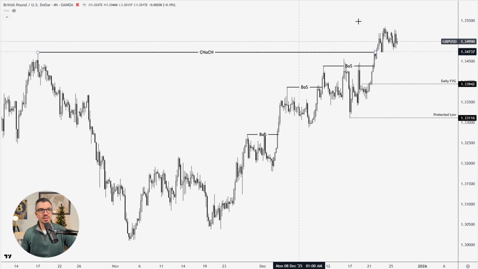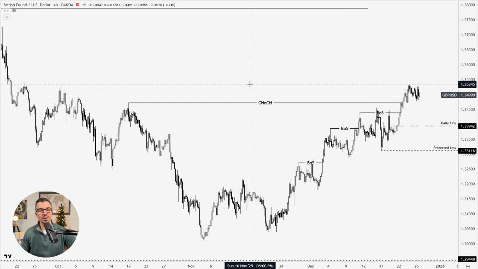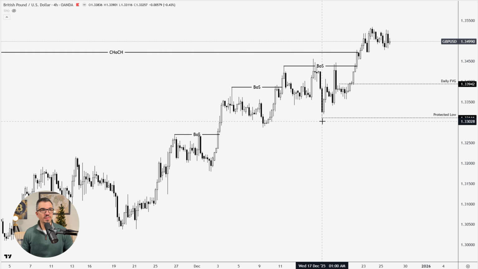Now, looking at this here, you can see we got the close above back here. So this was a change of character. So right now, bullish for the pound. And you can clearly see that too. I mean, obviously over the past few weeks, we have had a market making higher highs and higher lows. So for the pound, what I'm watching is off of this low right back here.